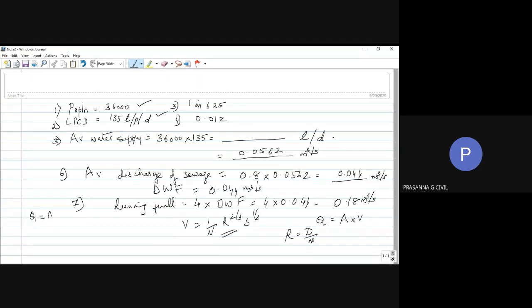Q is equal to AV, which all of you know. Q I already know in meter cube per second. A also is pi d square by 4, I'm leaving d as it is, into V, he told about V just now. So 1 divided by 0.012. R is again d by 4, I am writing it as d by 4 only, raised to 2 by 3.